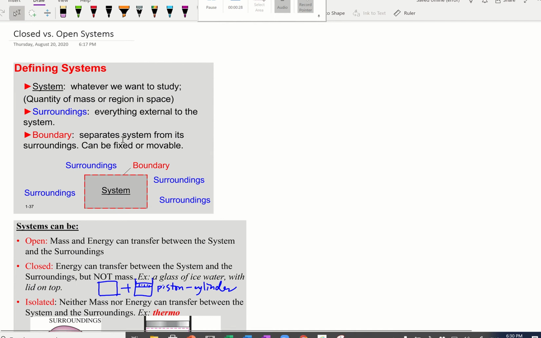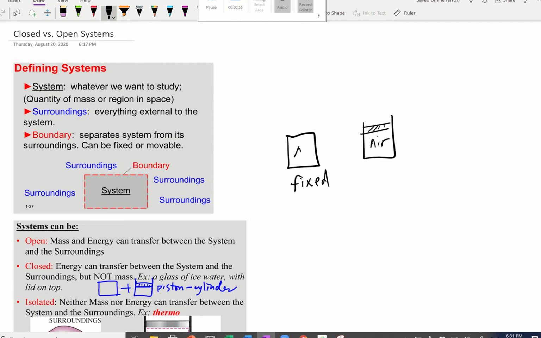I mean, very simple concept, external to the system. So surrounding, and there will be a boundary. The boundary is going to be the shell of that rigid container, right? And be aware this boundary could be fixed or movable. For example, if you have a rigid container, the boundary is not movable, that's fixed. And I might have a piston cylinder. Then I have air inside as well. However, this piston can move up and down. So my boundary here becomes a movable boundary.